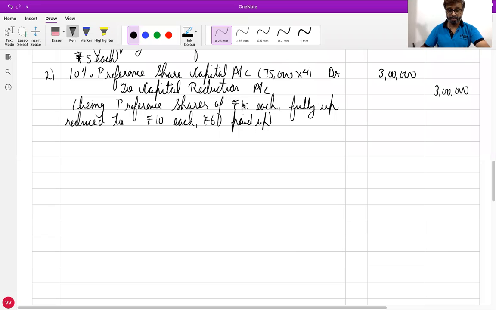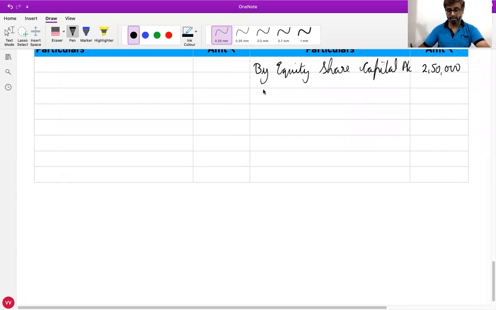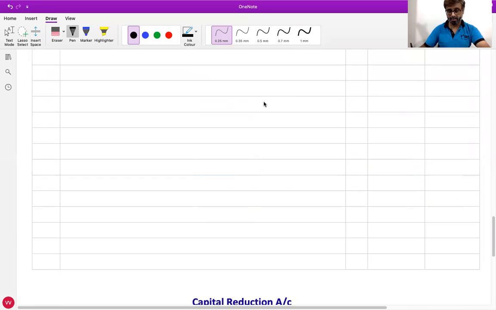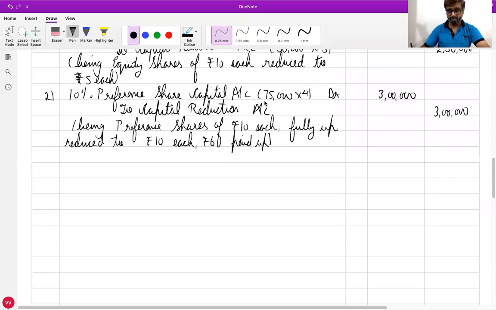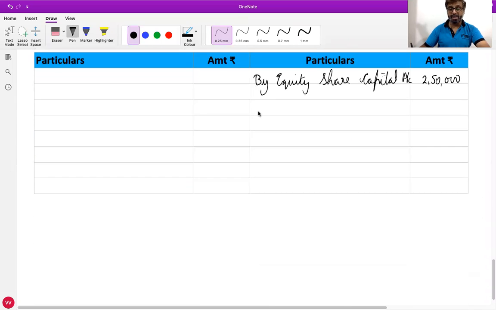On capital reduction account, on the credit side, by preference share capital, by 10% preference share capital account. What amount? 3 lakhs. Correct. Mute yourself.